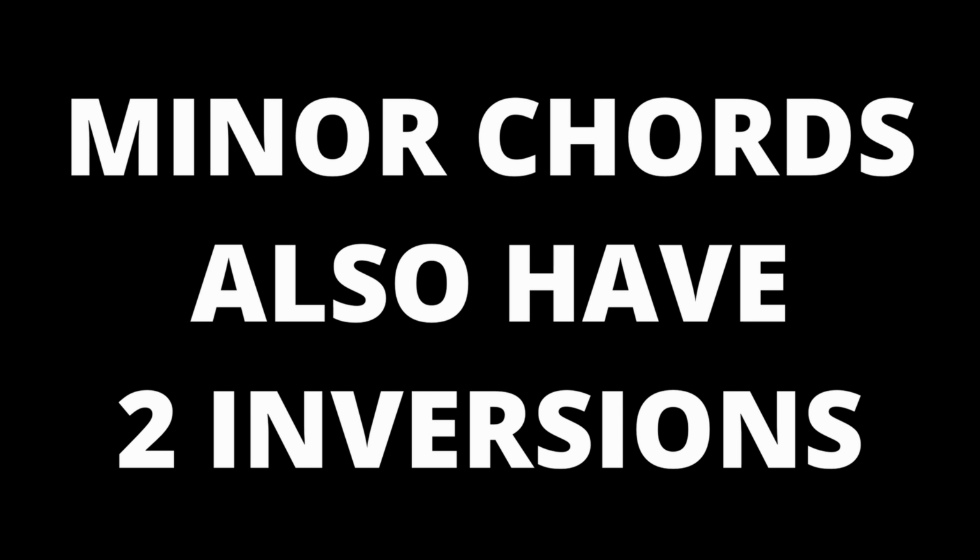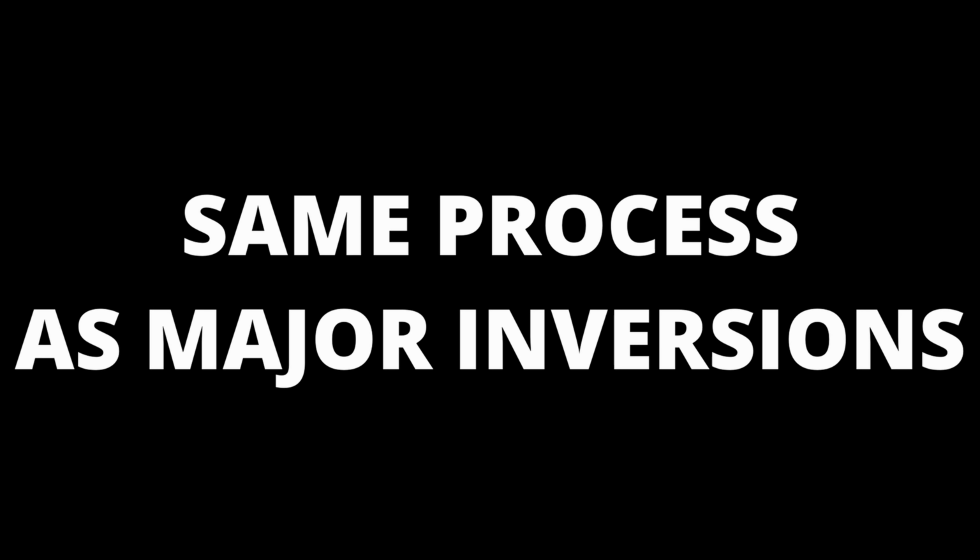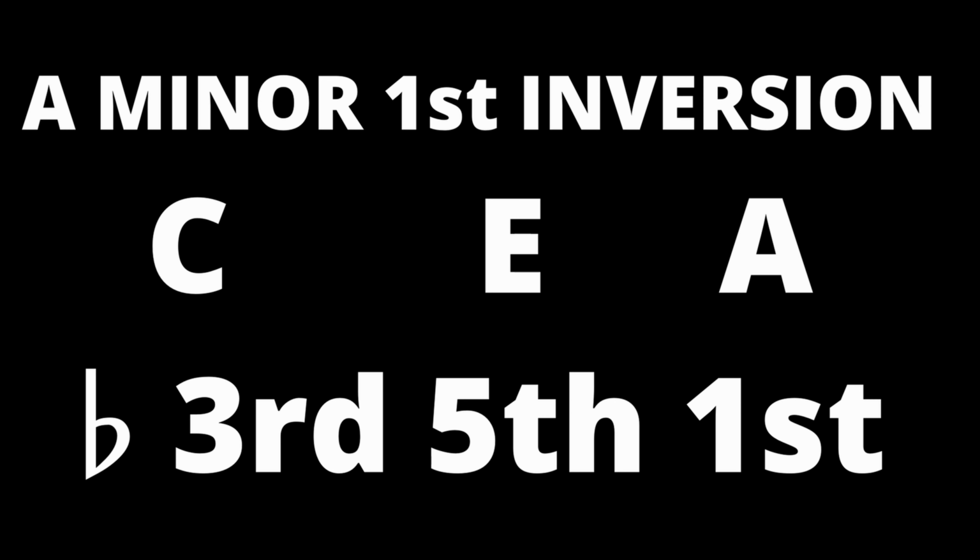Like the major chords, minor chords also have 2 inversions each. The process is the same as with the major chords. For example, the 2 chord A minor in the key of G major has the notes A, C, and E. If we put the flat or minor 3rd note in the bass, our lowest note becomes C. This is an A minor 1st inversion.